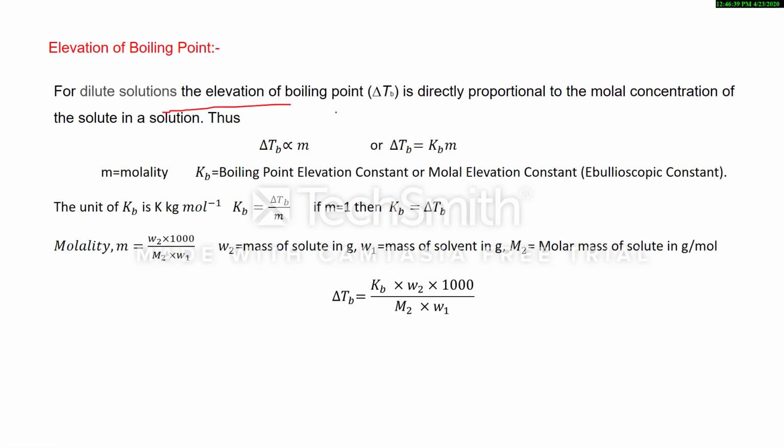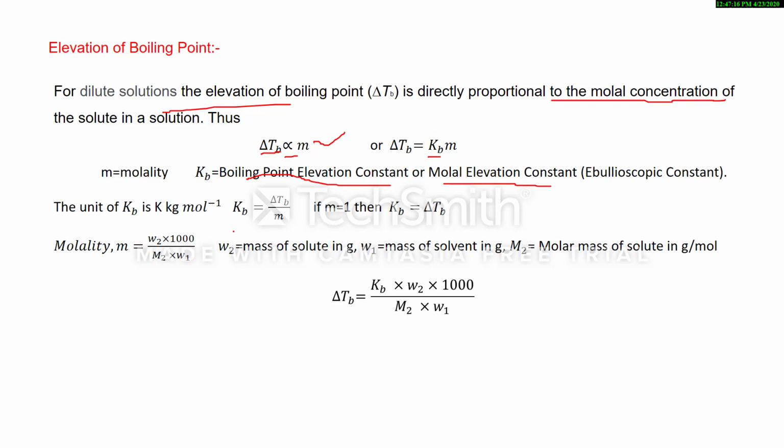For dilute solutions, the elevation of boiling point is directly proportional to the molar concentration. Molar concentration means molality. We can say delta TB is directly proportional to the molality. If the proportionality sign is removed, then we come with another constant, that is Kb. This Kb is the boiling point elevation constant or molal elevation constant, and this is also known as the ebullioscopic constant.